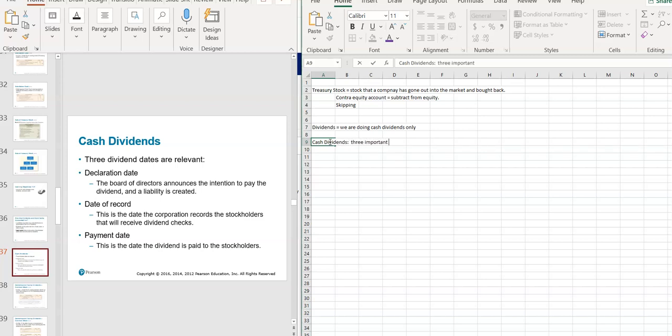you have 3 important dates. You have the date of declaration. All right, this is where it's declared by the board of directors. And it becomes a legal liability on this date. All right, and you would have a journal entry, okay? The journal entry is going to be cash dividends and dividends payable.